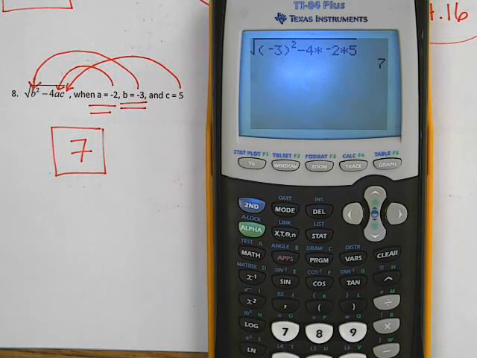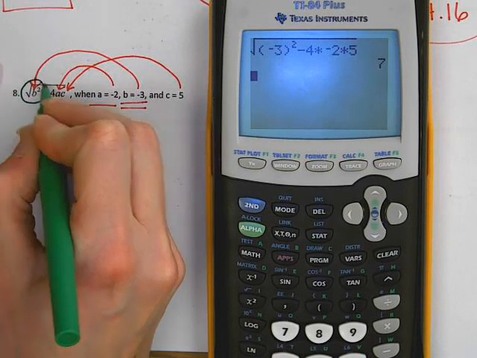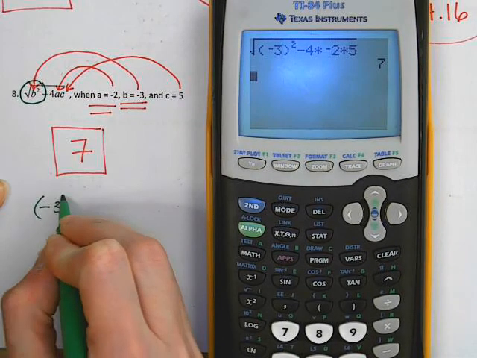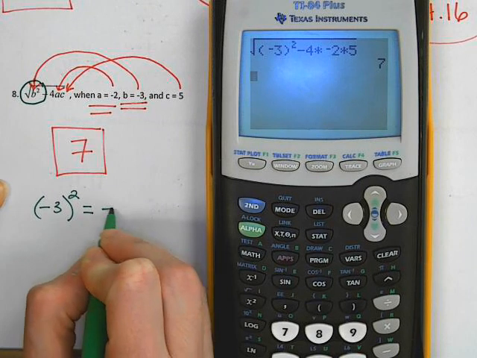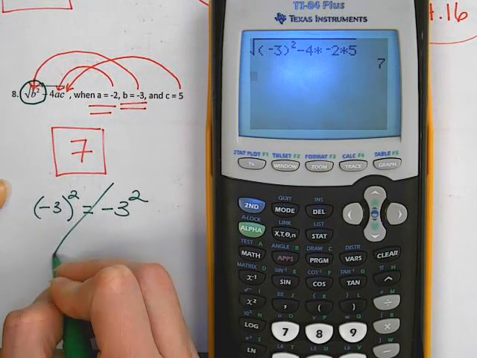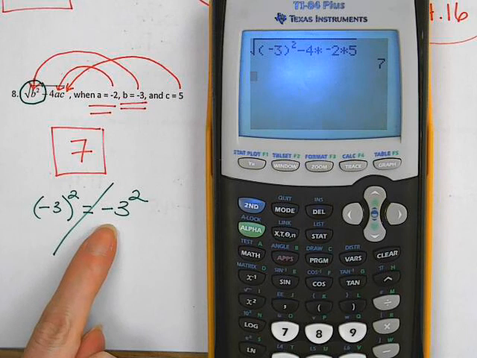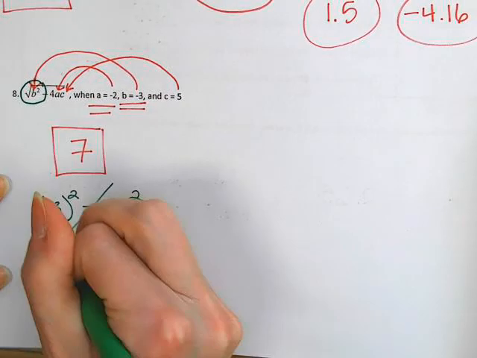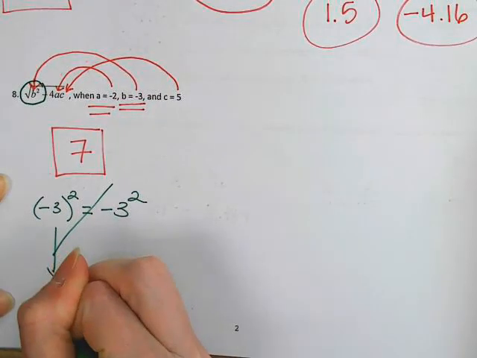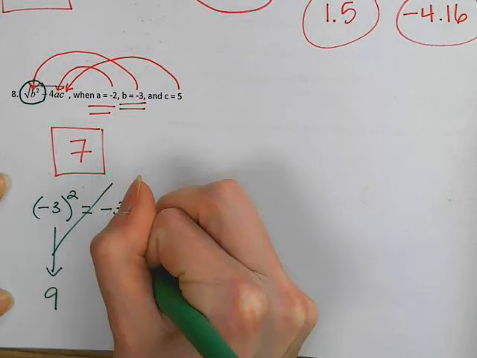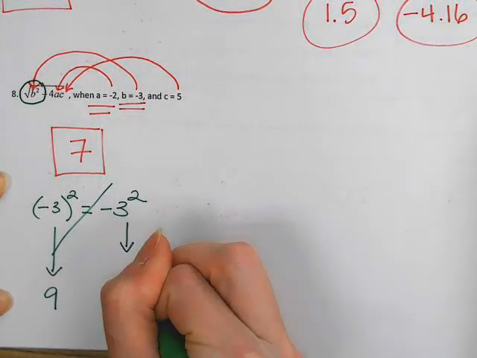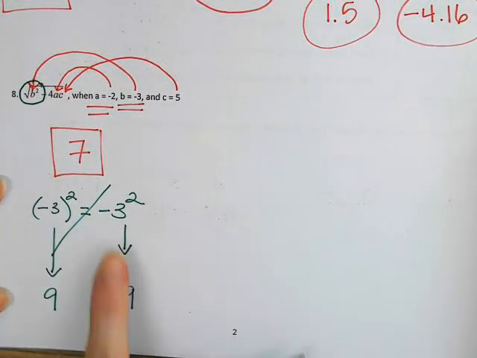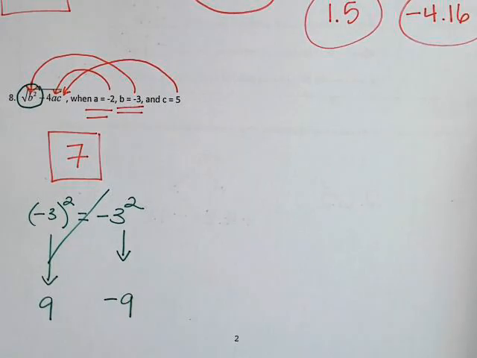All right, so just a reminder, guys, for that one, whenever you're at b squared, don't forget the parentheses because this is different than this. If you forget the parenthesis, negative 3 parentheses squared is 9, but negative 3 squared without a parenthesis is negative 9. So be careful. Make sure you include the parenthesis when it's negative.